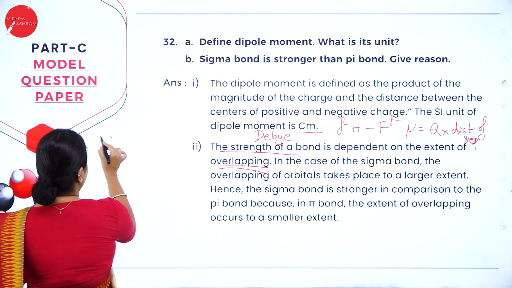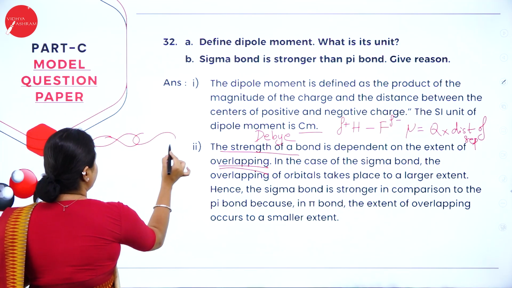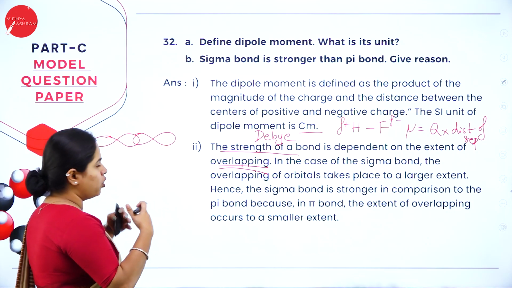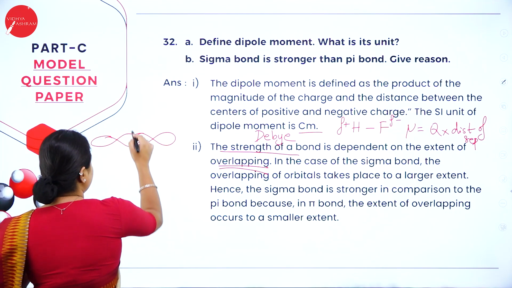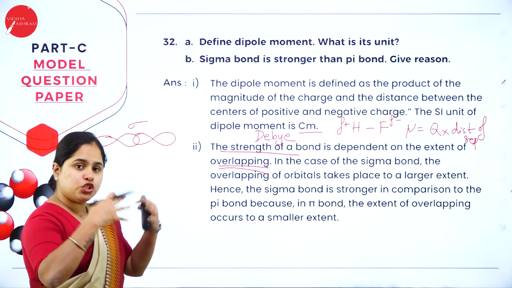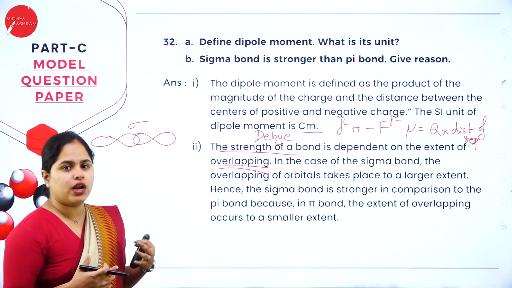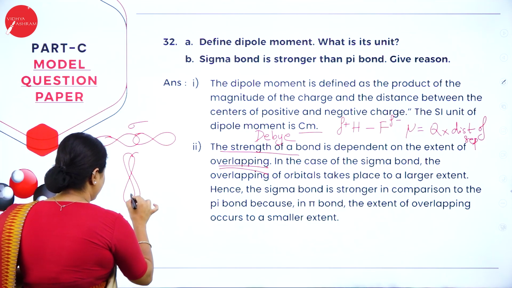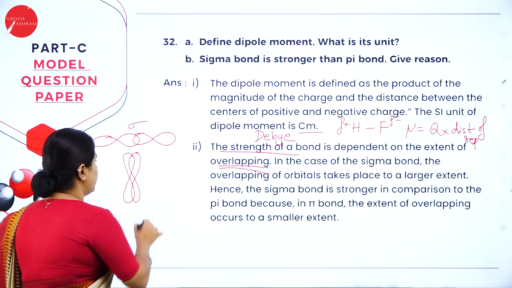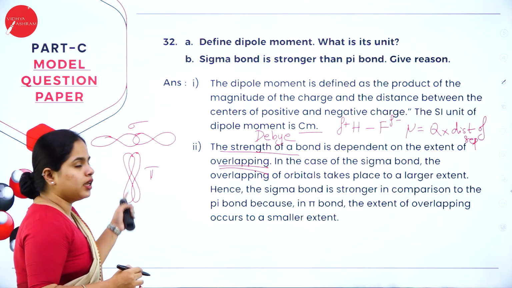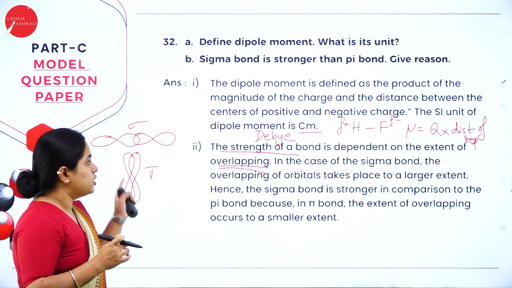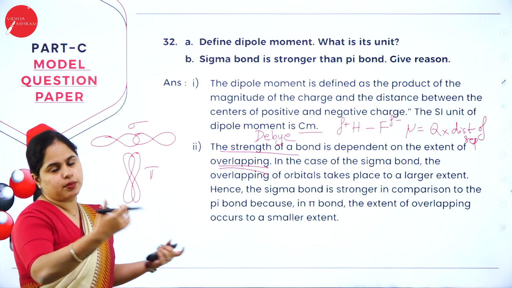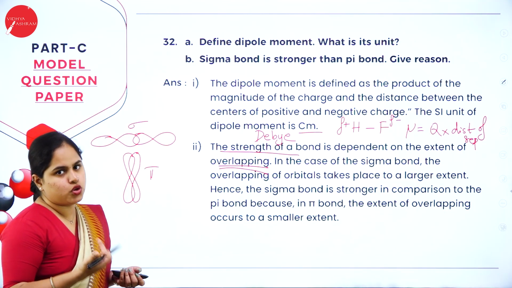So let's take the example of two p orbitals. If they overlap like this, it is called head-on overlapping, right? This is head-on or axial overlapping, where a sigma bond is formed. So the extent of overlapping is more in this case. Now, let's take the sideways overlapping, which is called a pi bond. A pi bond is formed here. As you can see, the extent of overlapping is less here. So comparing these two, the extent of overlapping is more in sigma bond. Hence, sigma bond is much stronger. So, I hope it is clear.